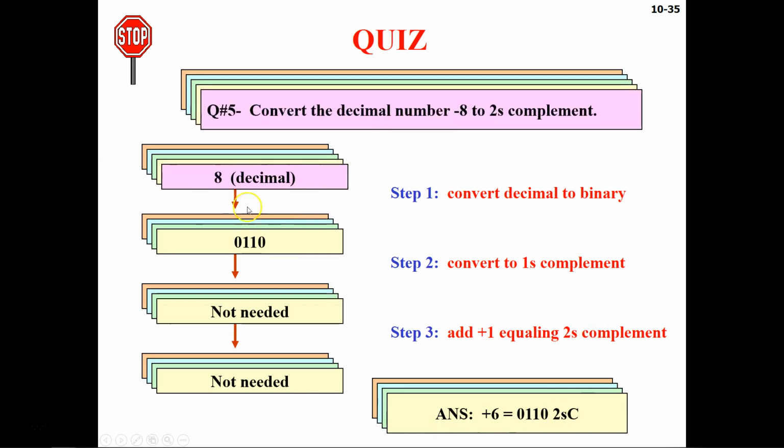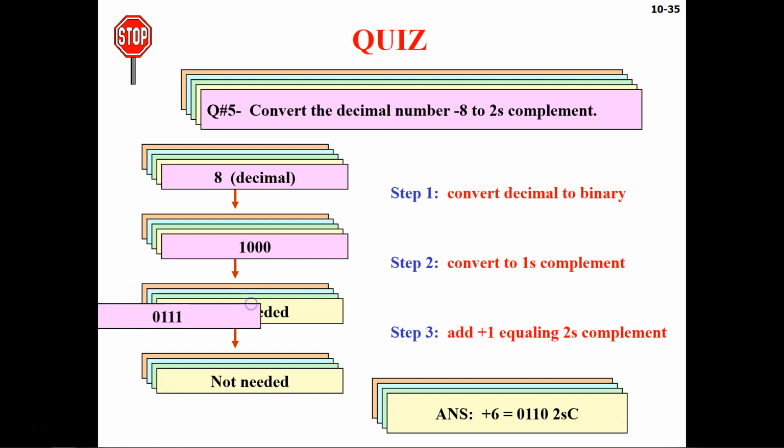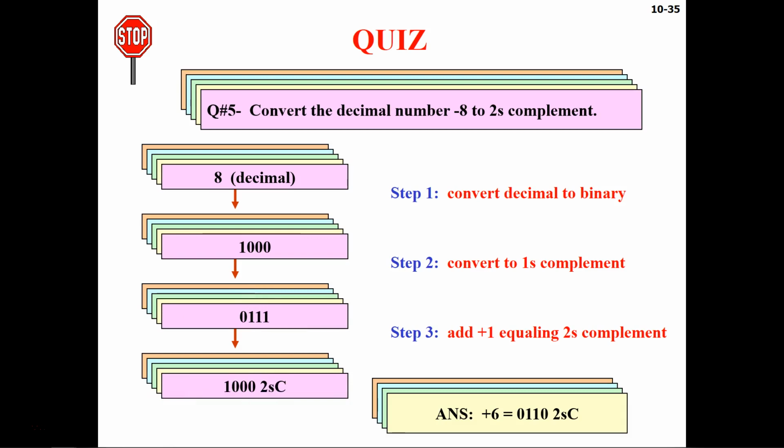And you have -8, then we do need to convert this using these 3 steps. So first you convert it into a binary number, which is 1000. So this is our binary number of 8 decimal, and then you take the 1's complement, so it's going to be 0111, and then you just add 1. So when you add 1, you will get 1000. This represents your -8 in 2's complement. So answer is -8 is equal to 1000 in 2's complement.